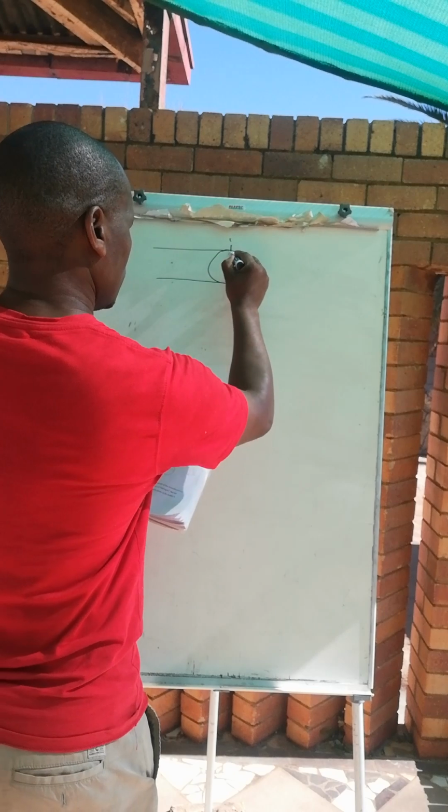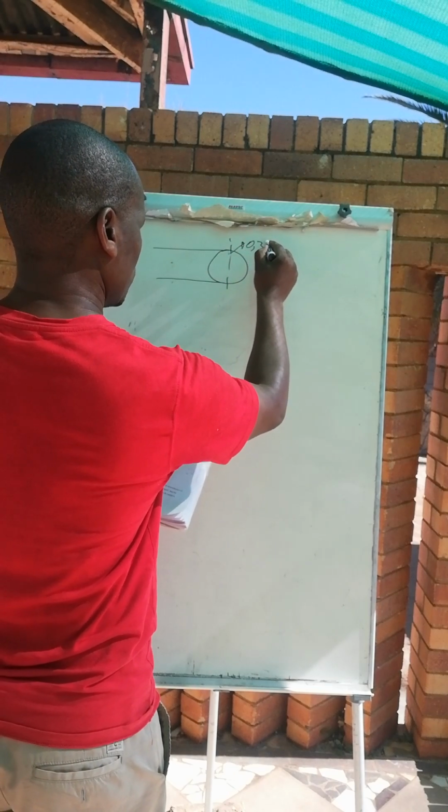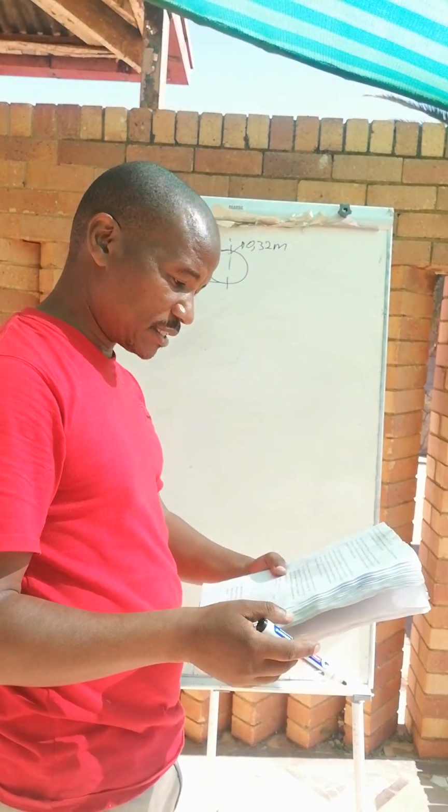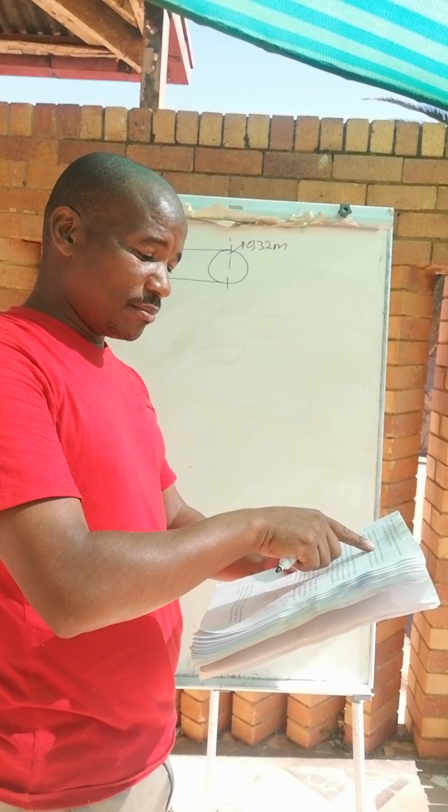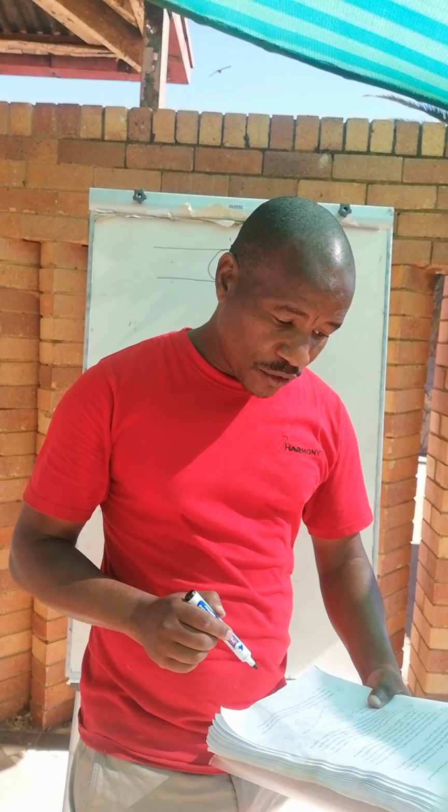It says a light pulley has a diameter of 320 millimeters, which is 0.32 meters. I just converted millimeters to meters. The grooves have an included angle of 40. What does that mean? It means beta is equal to half of 40.